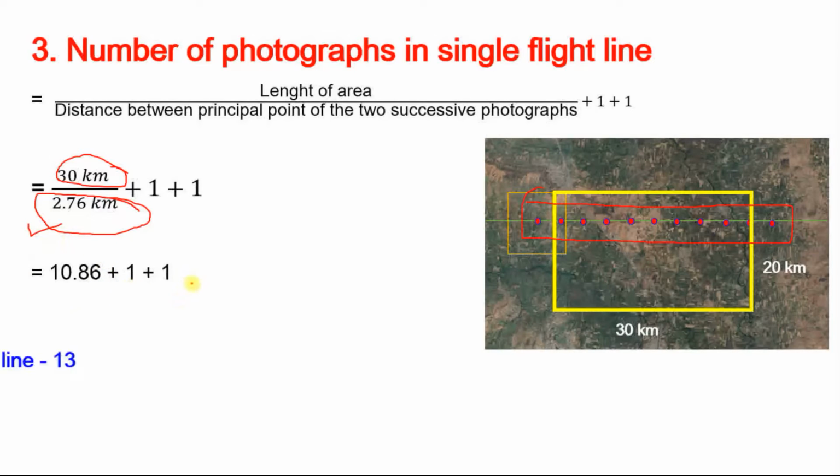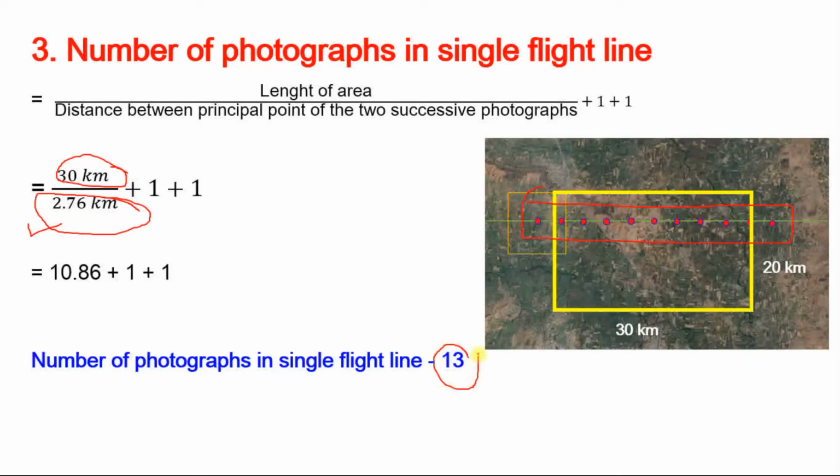10.86 plus 1 plus 1 is equal to 13. 13 means 12.86, but in round figure it is 13. Number of photographs in a single flight line, that is 13. So these are the number of photographs on a single flight line. These are the methods and formulas for the calculation of number of photographs in a single flight line.